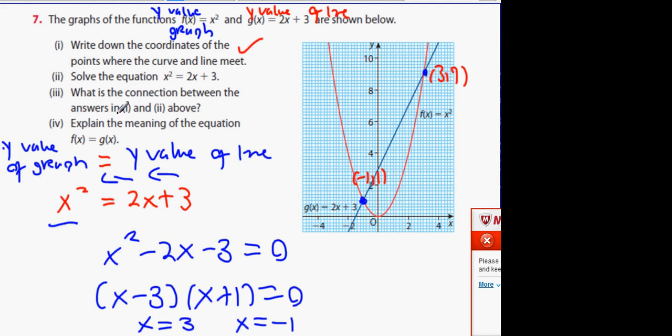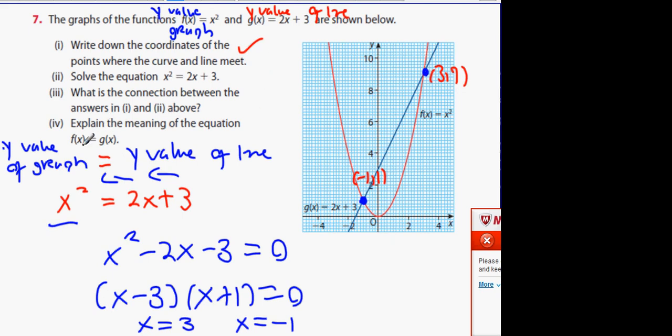What is the connection between the answer on 1 and 2 above? Question 2 asks you to solve an equation for when the y value of the graph equals the y value of the line. The y values of these two shapes are the same when they meet each other, as shown by the 2 blue points on the graph to the right. This means that equation 1 and equation 2 are the same thing, except equation 1 is solved graphically while part 2 is solved algebraically. That's the answer to part 3, okay?